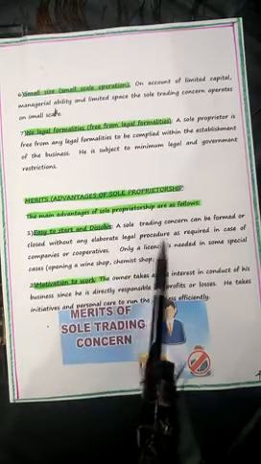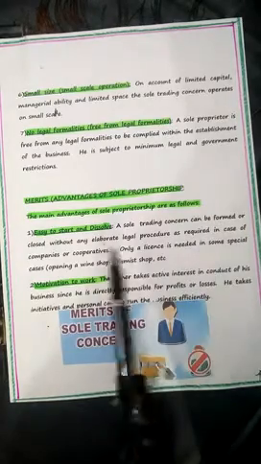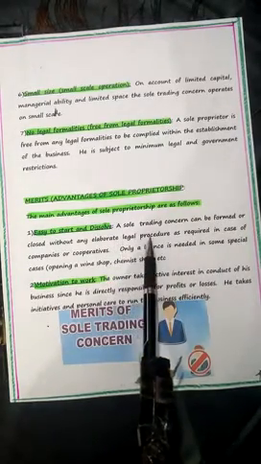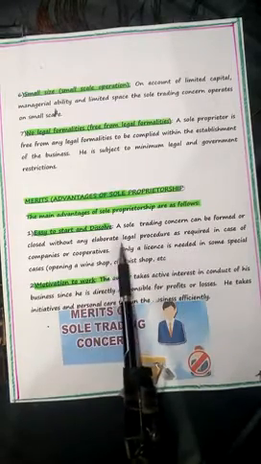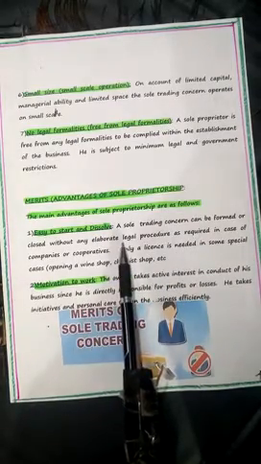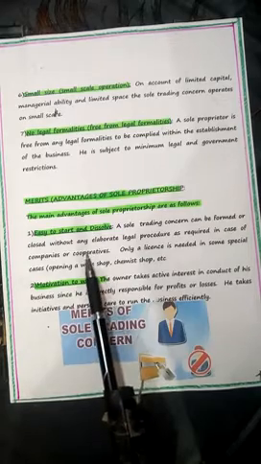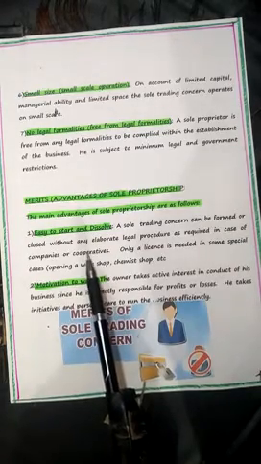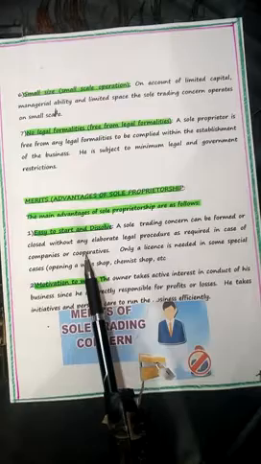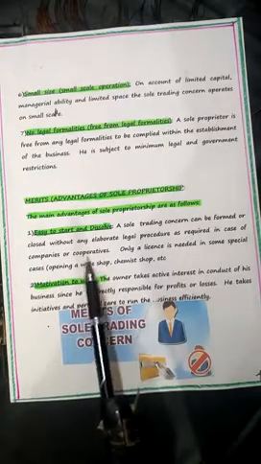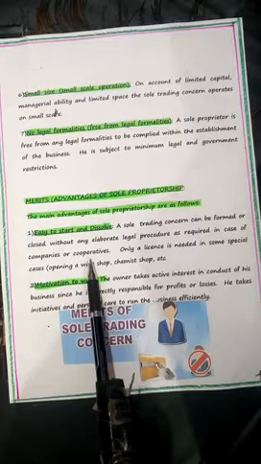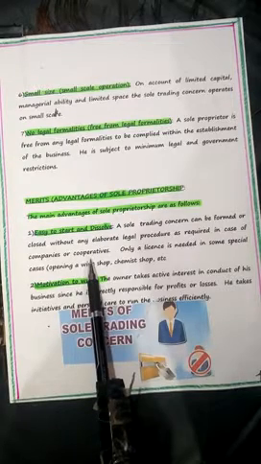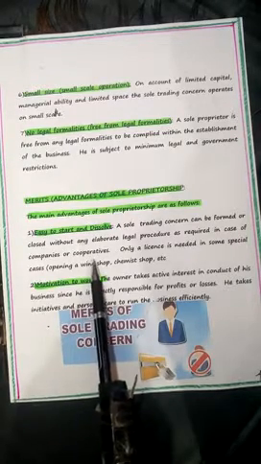A sole trading concern can be formed or closed without any elaborate legal procedure or complicated legal procedure as required in case of companies or cooperatives. In case of companies or cooperatives, they need to go through elaborate legal procedures, children, complicated legal procedures. Because understand, a person under sole proprietorship can start business operations as and when he desires, and he can close as and when he desires.